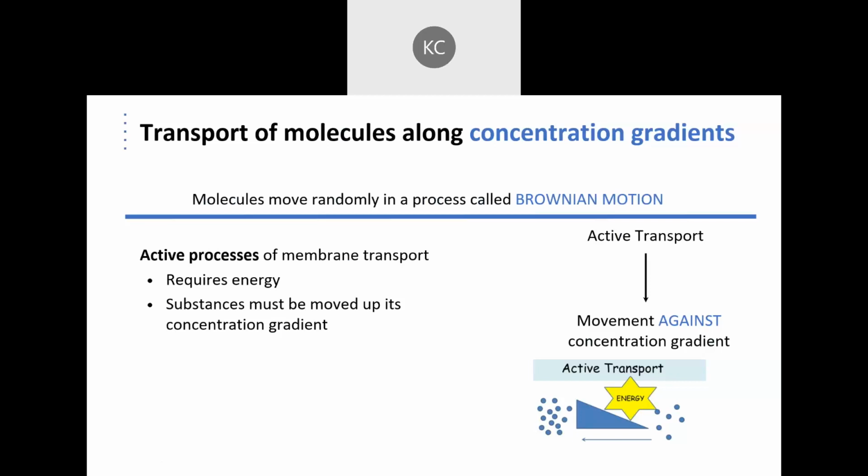Okay, so now we're moving from a lower concentration to a higher concentration. So we're trying to go to where there's already more of a particular molecule or something like that. In this case, we're going against the concentration gradient. We're moving up it. And this is going to be more difficult to accomplish, because it's going to require the use of energy.